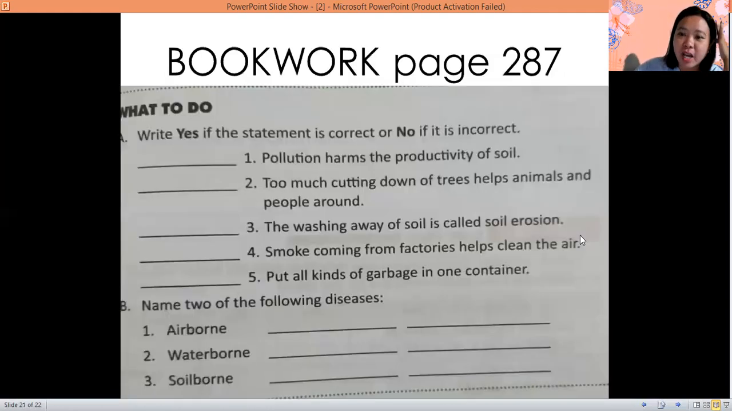All right. So now for our book work, open your science book, page 287. Okay, we are going to answer the letter A and the letter B. So number 1, for the letter A, the instruction is you are gonna write yes if the statement is correct and no if it is incorrect. Number 1, pollution harms the productivity of soil. The pollution can harm the soil. Okay, the productivity of the soil. Is it yes or a no?